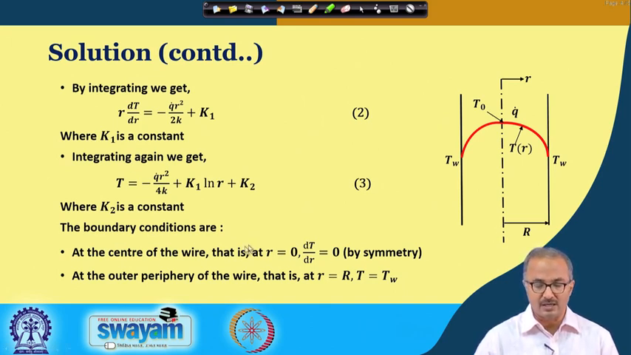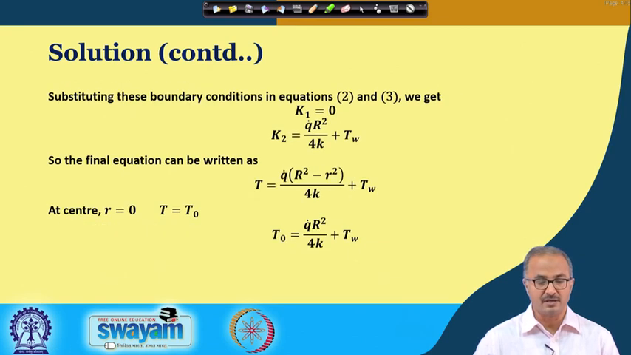Okay, so at this r equal to 0, by symmetry we are saying dT/dr is equal to 0. So this is the first boundary condition, and the second boundary condition is that at the outer wall it has been specified in the problem that the temperature is constant, and that we are designating by TW. Now you can see that this particular thing is the Neumann boundary condition, and this condition is the Dirichlet boundary condition, which we learnt in our earlier lecture.